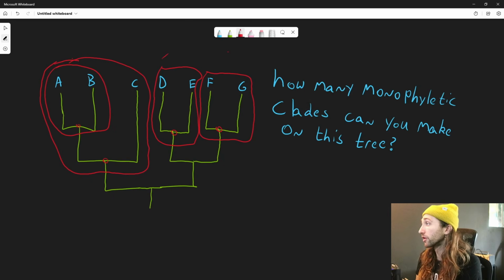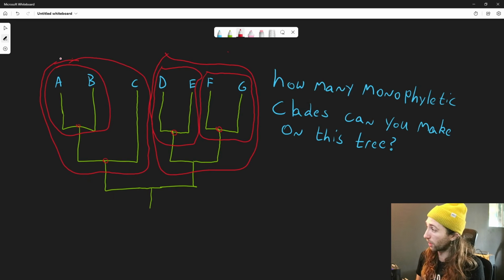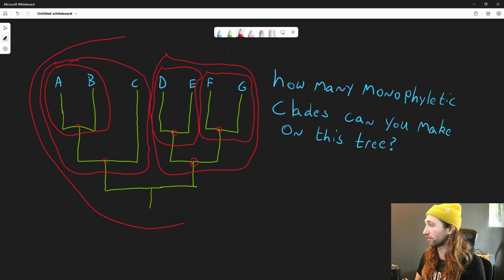We have another clade that is around D, E, F, and G. Right here, there's another monophyletic clade. Why? Because of this grouping here. And there is one more monophyletic clade. That is the entire tree itself. The entire tree is a monophyletic clade. This one you might have missed, and that's totally fine.